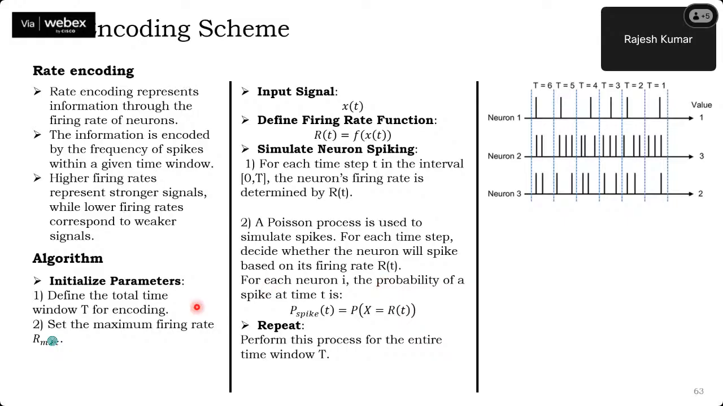So the algorithm is very simple. You define the total time window of your encoding. You fix a maximum rate, get the input signal, and then define a rate function. There are various rate functions available. Somebody uses a Poisson process, or something else, and then you just generate a spike from there. It's a representation of that value.